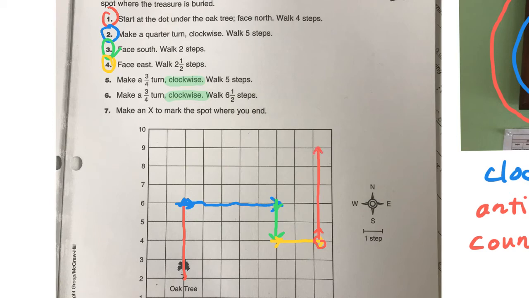Up there. And what do we have to finish? Oh no, not finished yet. We did that one. Hold on. Now we have another 3/4 turn clockwise. So I'm facing up. 3/4 turn clockwise would be 1, 2, 3. Now I'm facing this way. And I'm going to walk 6.5 steps from there, and you're going to mark your spot with an X.